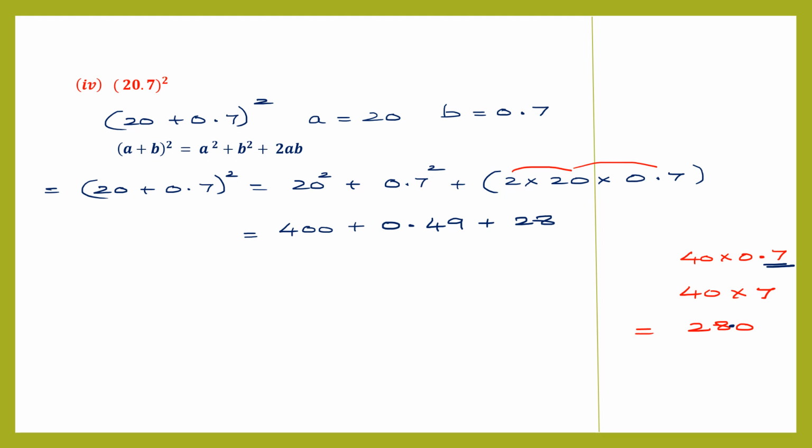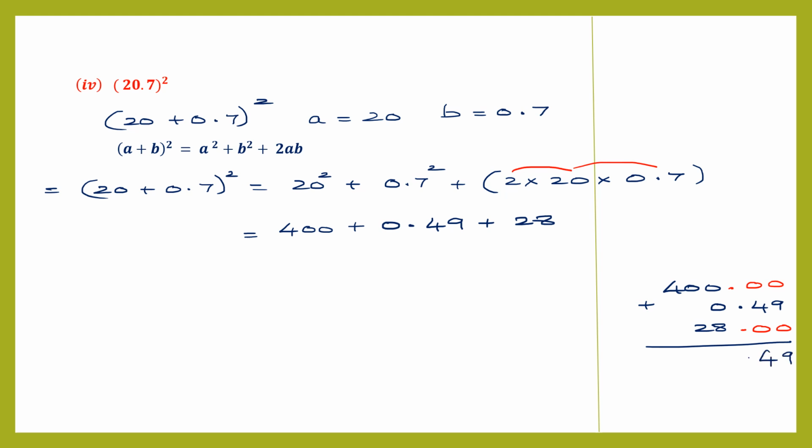Now let's add up all these. So that will be 400 plus 0.49 plus 28. Now let's make them all like decimals. So put your point, 2 zeros there, 2 zeros here. Now let's add it up. 9, 4, and then 8, 2, and 4. So what do we have here? 428.49, and this is the square of 20.7. So this is our answer.